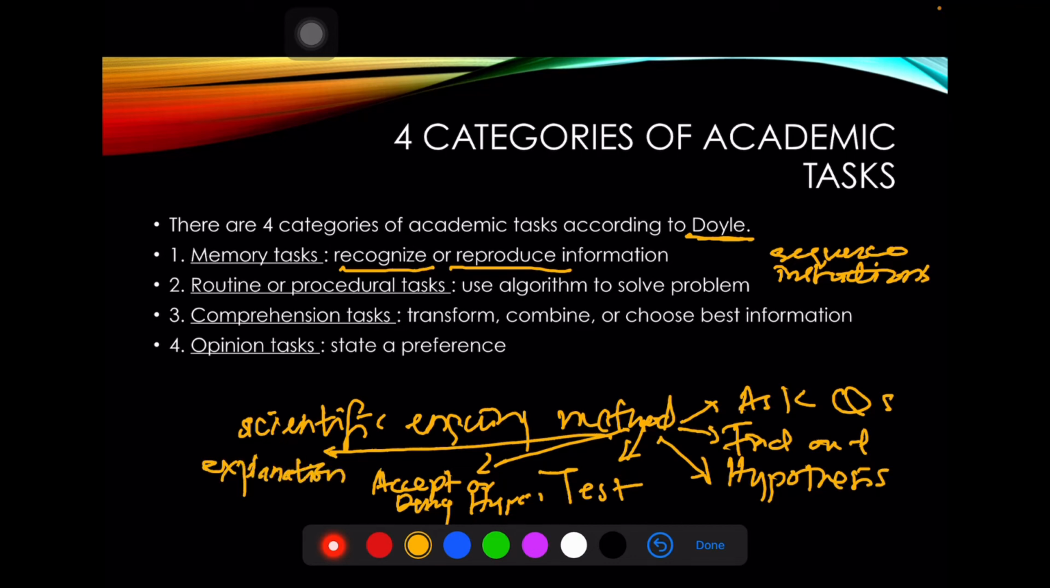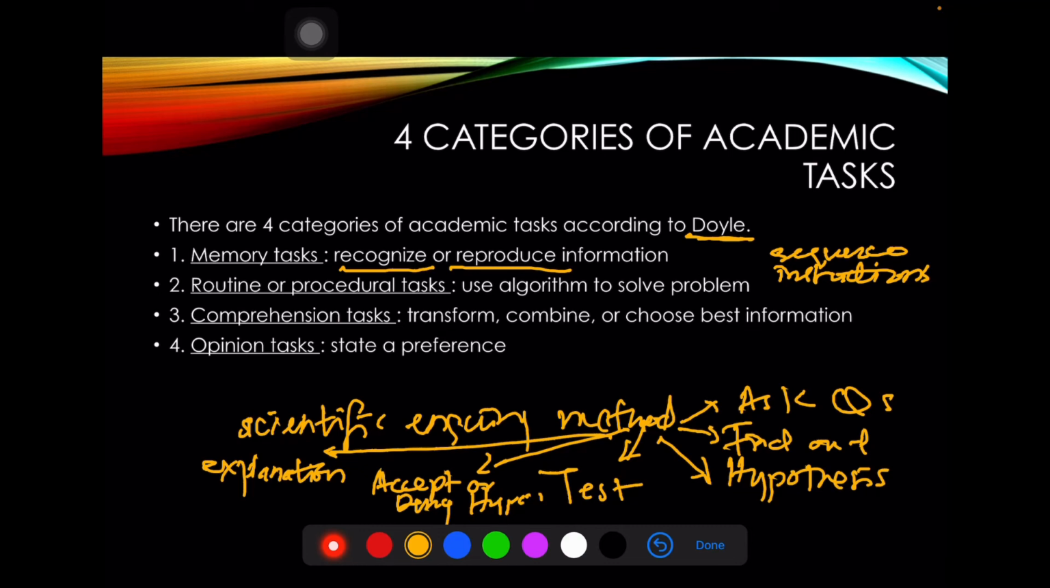So this is procedural. Okay, this is procedural. And when we talk about scientific inquiry method, we always go according to this sequence. We cannot jump from one to the next, or we begin at the bottom. We must begin from the top, which is ask question.